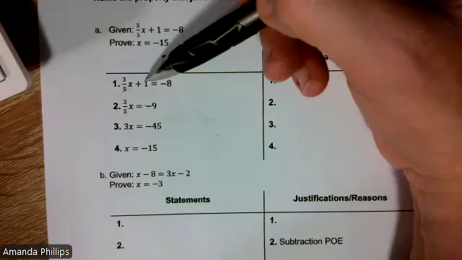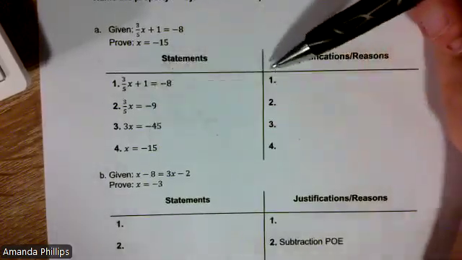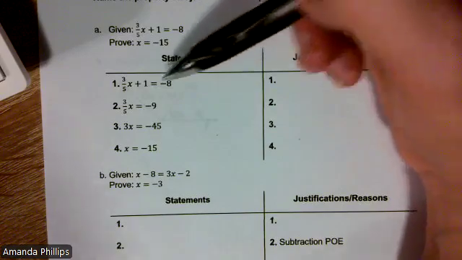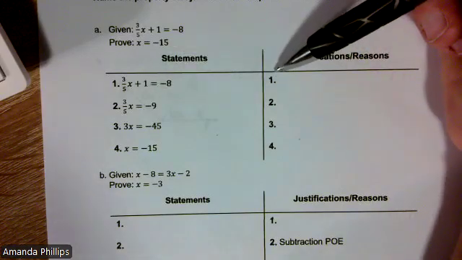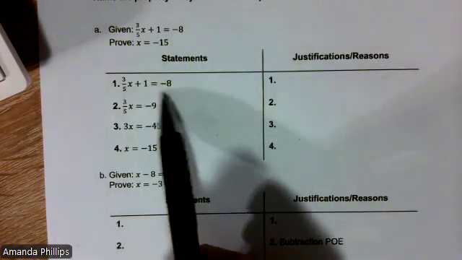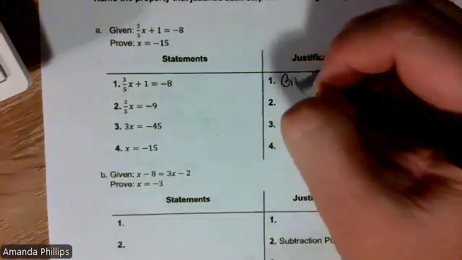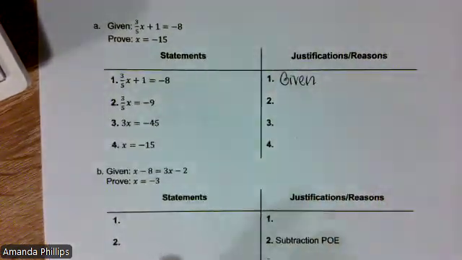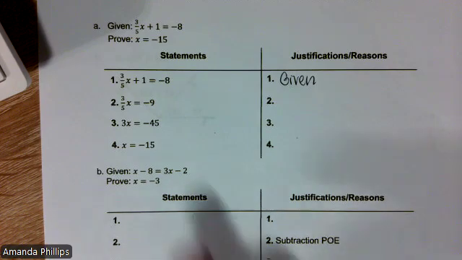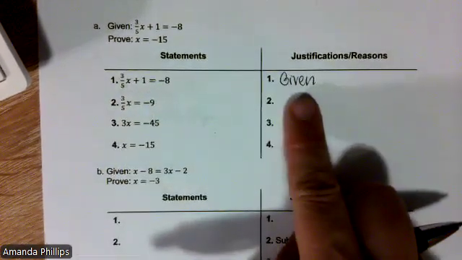Well, look what we did, guys. We just solved the equation. That was it, right? But now we have to justify our steps. We have to say what we did. That's all you're doing, okay? So if we have this, the first thing that we always say is that that is given to us. We always start with what we're given. And so 3/5 x plus 1 equals -8 is my given statement.